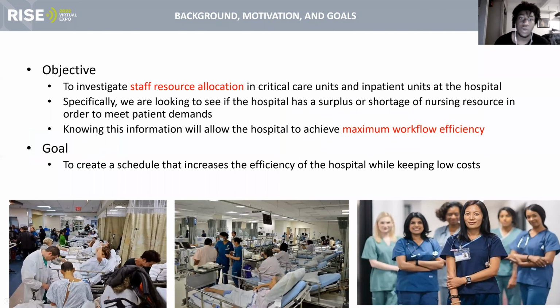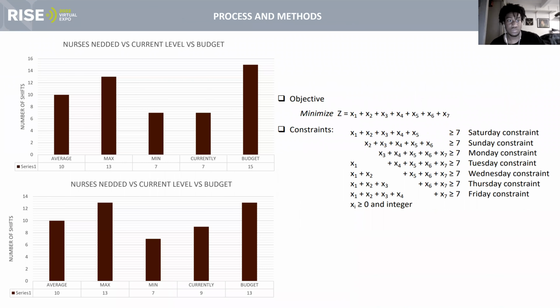So our objective was, we looked at the critical care units and the inpatient units at a hospital, and we wanted to see if there's a surplus or shortage in the nursing resource, and if they're meeting patient demands. So we wanted to have the hospital work at maximum workflow efficiency. So our goal was to create a schedule that increases the efficiency of the hospital while keeping costs low.